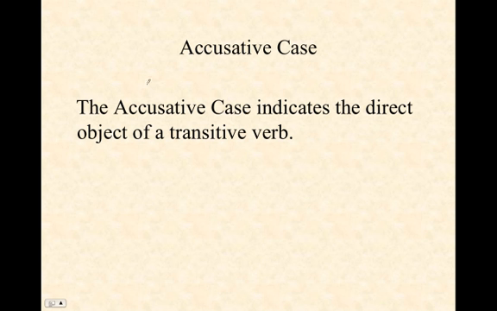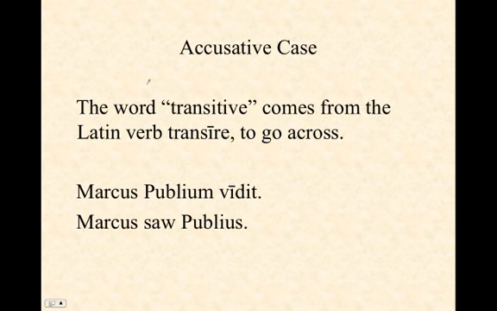The accusative case indicates the direct object of a transitive verb. Now you're probably wondering, what's a transitive verb? The word transitive comes from the Latin verb transire, to go across. And so a transitive verb is one where the action from the subject goes across the verb into an object. Marcus Publium vidit, Marcus saw Publius. And so a transitive verb is one by definition that has a direct object.